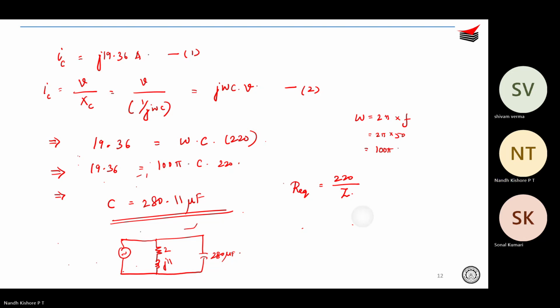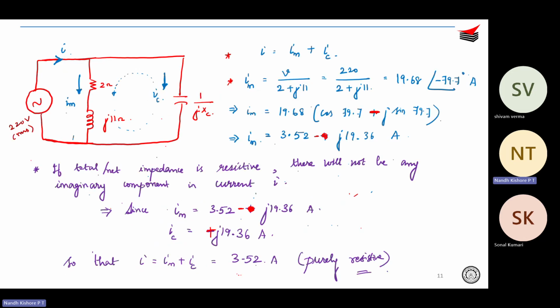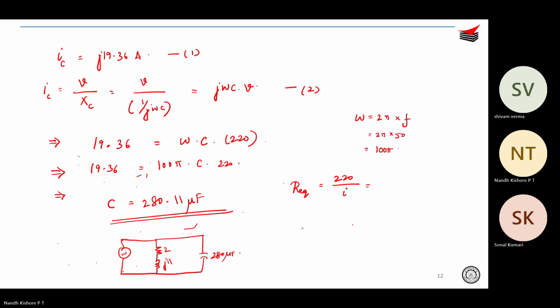Sorry, what is the equivalent current, right? Just the real part of the current. Okay. So what is the current? 3.52 minus j19.36 and IC is plus j19.36. So total current is 3.52 amperes. Okay, this is the current that is drawn from the supply, so that it is purely resistive. So total current is 3.52 amperes. Therefore, the answer is 220 divided by 3.52, which will give you how much?